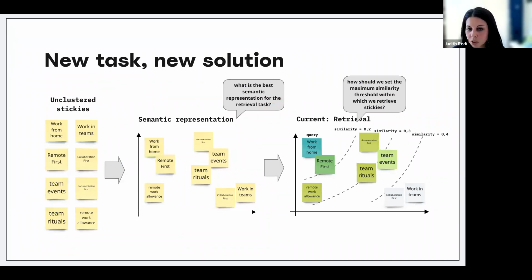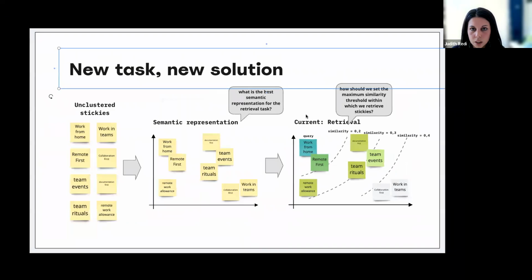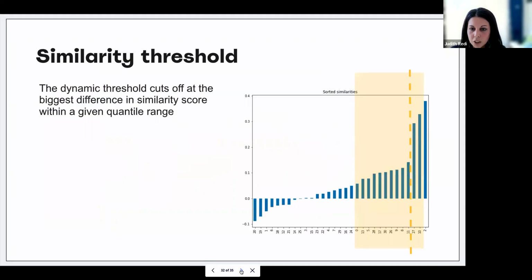So this became more of a retrieval task rather than a clustering one. The semantic representation didn't change, but then we really had to think about what is good enough, how many of these stickies should we return, how do we define similarity, and so on and so forth. So we had to work, for example, with similarity threshold, figuring out what is the right point where we want to stop recommending. And then actually we figured out that people wanted to also have the choice to retrieve more stickies or retrieve less. So we had to build a whole dynamic threshold that given time, I won't go into details.